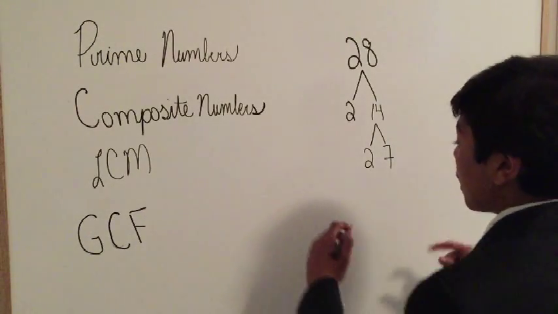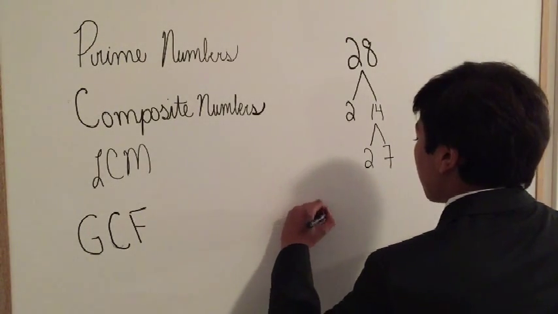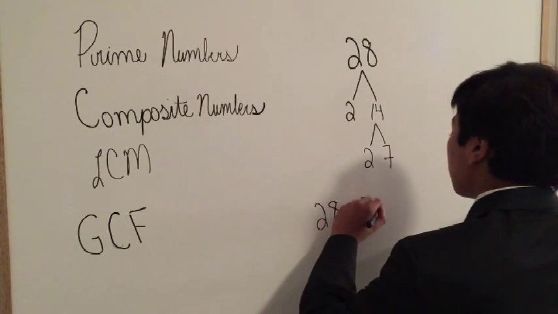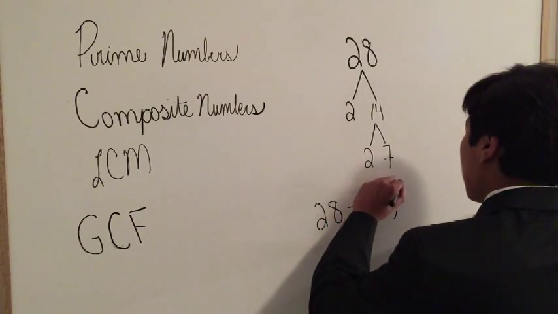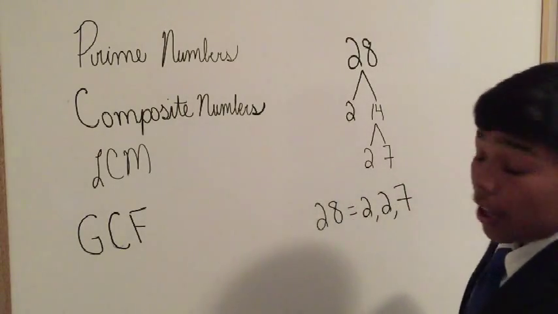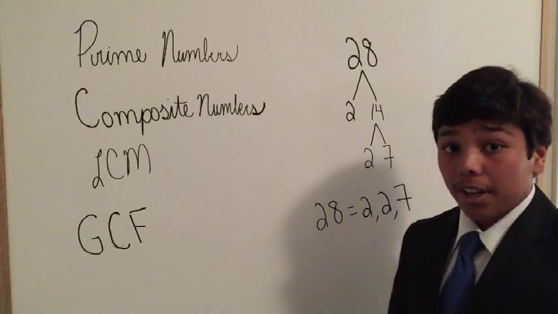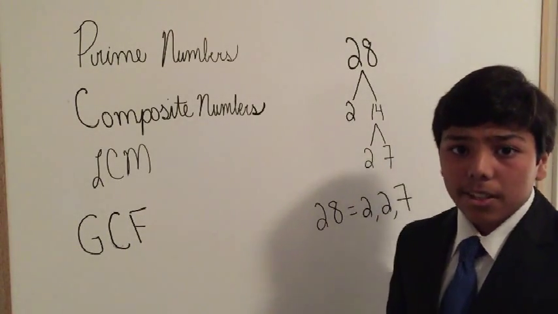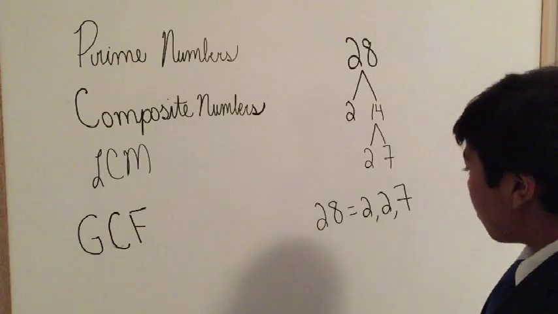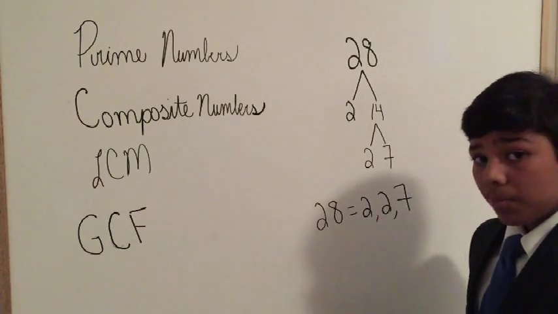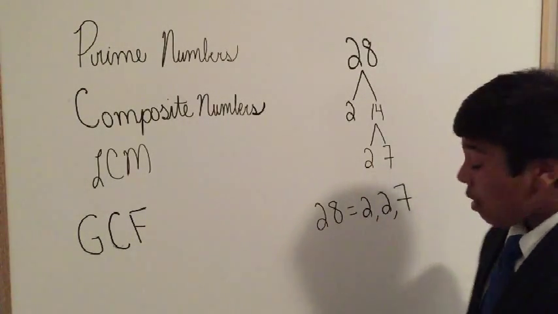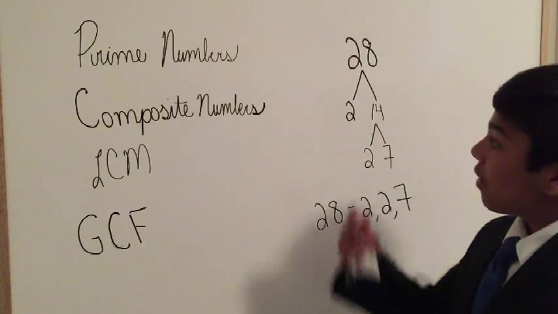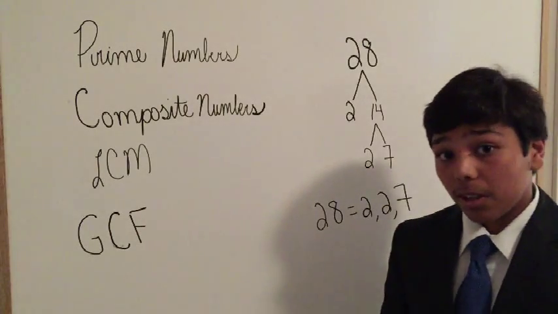So if we were to rewrite it, we could say the prime numbers of 28 are 2, 2 again, and 7. A good way to check your answer in a factor tree is to multiply the prime numbers together, and that can lead to your answer. So if we were to do it this way, 2 multiplies 2 gives us an answer of 4. 4 multiplies 7 gives us an answer of 28, and that was the original number which we started with.